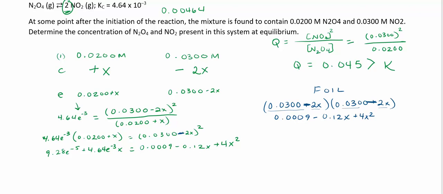Now I'm going to gather my like terms. Because I like a positive a value, I'm going to leave this like this. I'm going to subtract 4.64 times 10 to the negative third x from both sides. I misspoke. So I subtract that from both sides, and I get a value that doesn't make any sense.